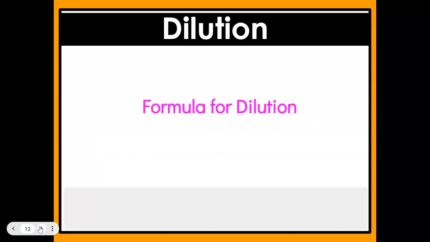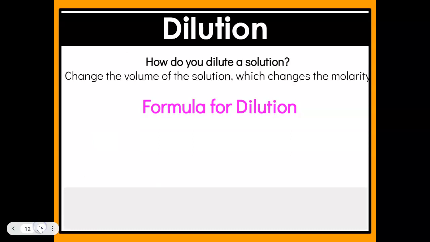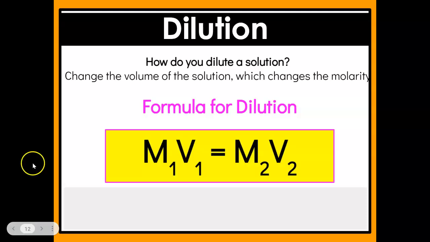Okay. Now there is a formula for dilution, so we can figure out how much is needed to dilute a substance, and we can change the volume. Okay, changing the volume will change the molarity, because molarity, remember, is dependent on the volume of a solution. And this is the formula we will use for dilution. So it's M1, so molarity, V1, volume, is equal to M2, V2.